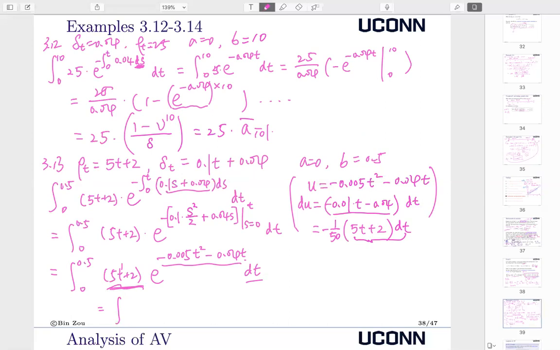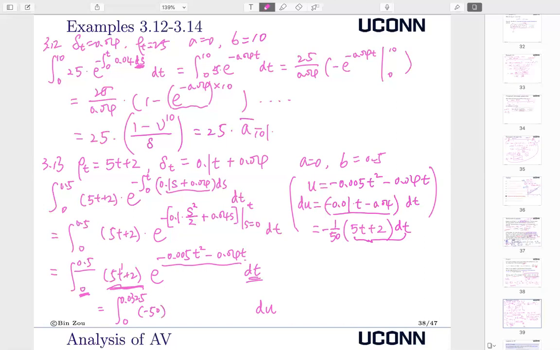the textbook didn't change the integration endpoints. Usually I don't like that. So what I usually do is, remember this is the interval for t. Now we want everything to be expressed in u. So I will change this as well. If I plug in 0 here, I get 0 for u. If I plug in 0.5, what I will be getting is negative 0.0325.